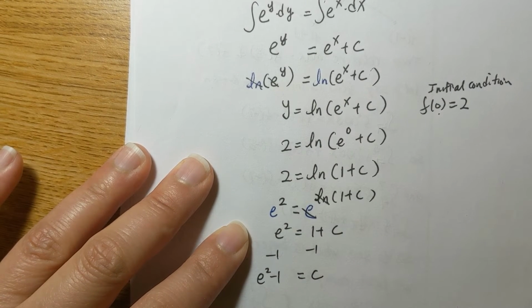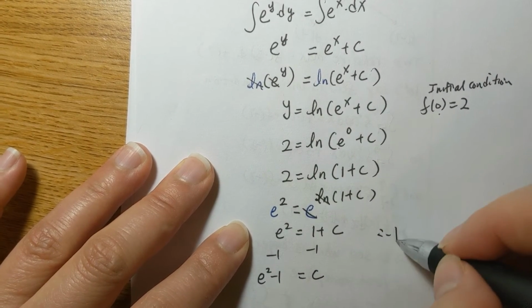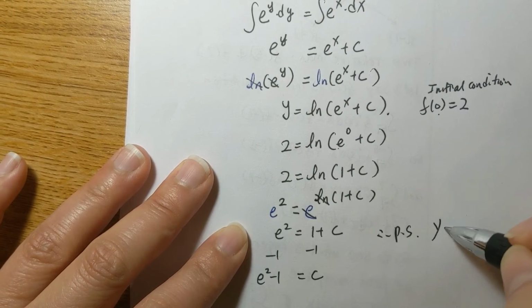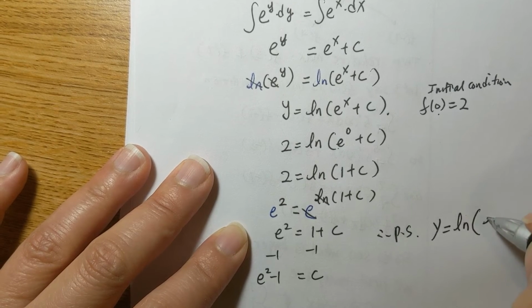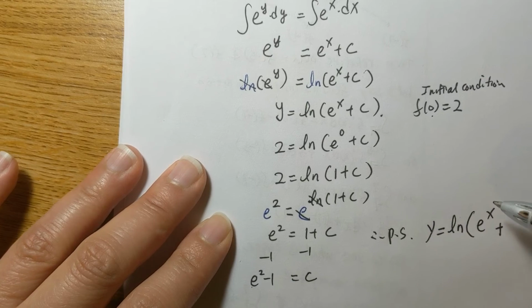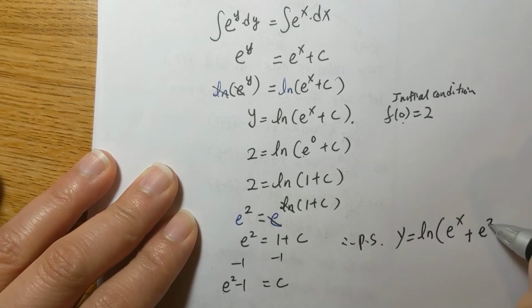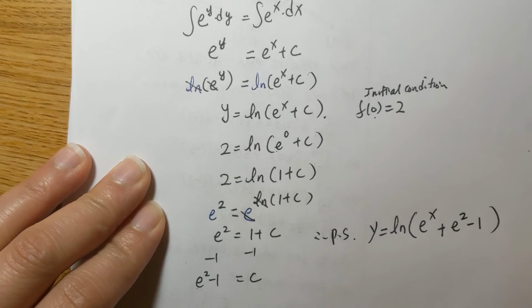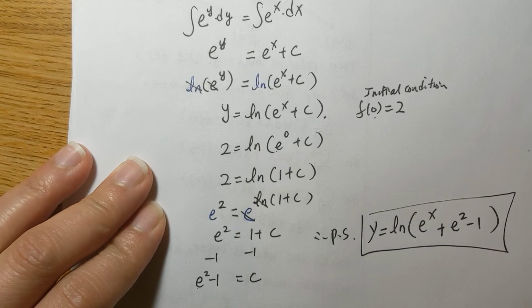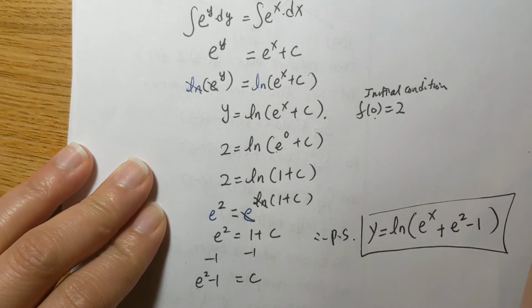So the particular solution, we go back over here, this one, and we have y equal ln of e to the x plus c, and c is e squared minus 1. So we're going to write e squared minus 1. So this will be the particular solution. So we just finished question number 2. Let's go to question number 3.